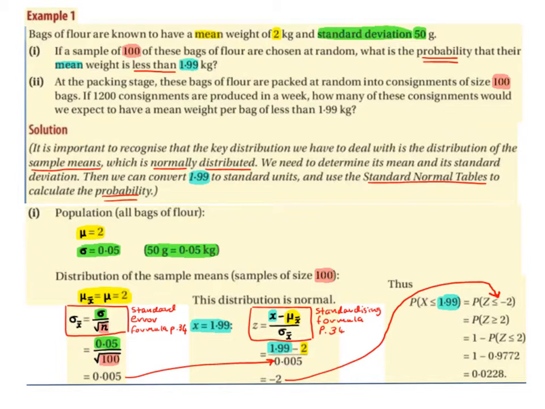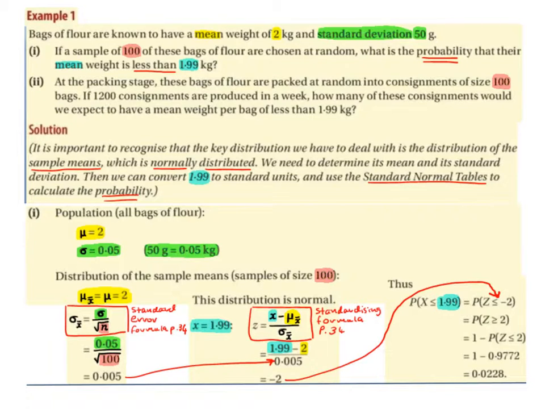So let's have a look at an example. Bags of flour are known to have a mean weight of 2 kilograms and a standard deviation of 50 grams. Part 1. If a sample of 100 of these bags of flour are chosen at random, what is the probability that their mean weight is less than 1.99 kilograms? It is important to recognize that the key distribution we have to deal with is the distribution of the sample means, which is normally distributed. We know it's normally distributed because the sample size is 100, which is greater than 30. We need to determine its mean and its standard deviation. Then we can convert 1.99 to standard units and use the standard normal tables to calculate the probability.